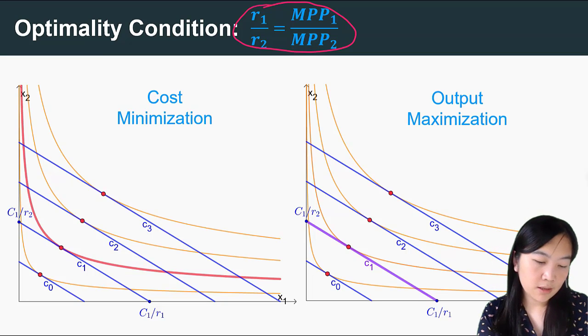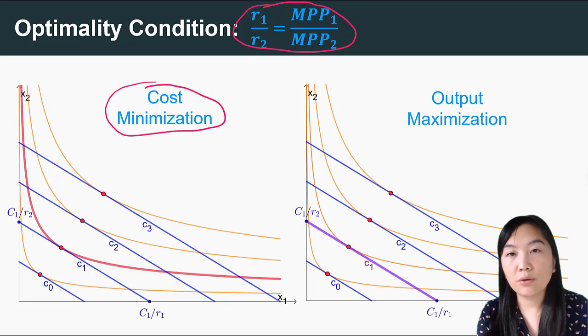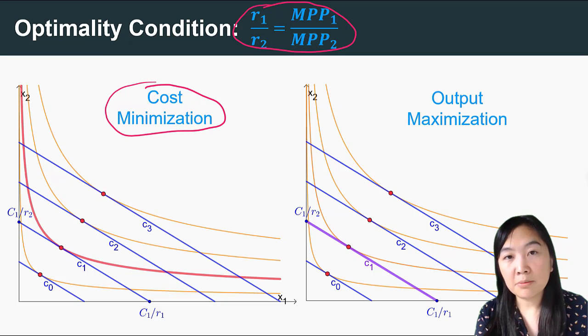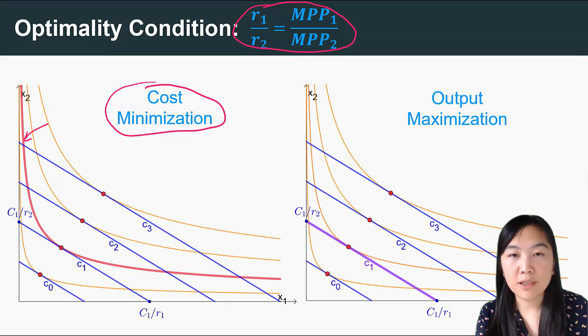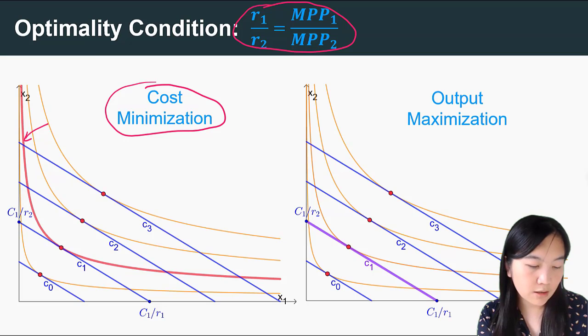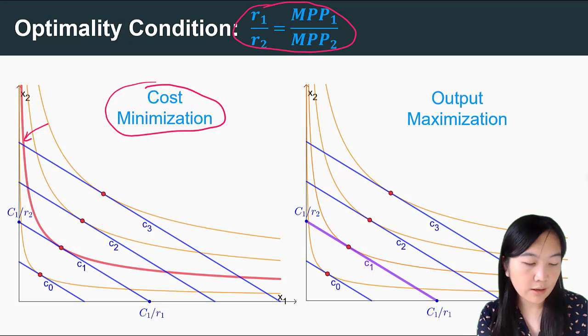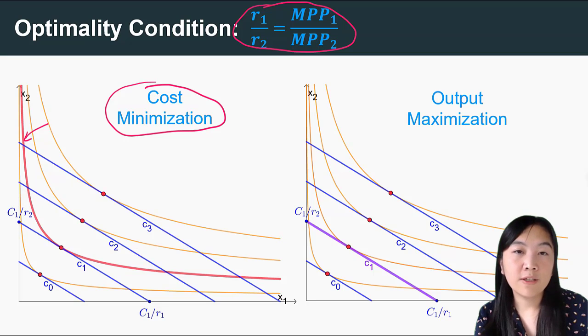And here, let's look at the cost minimization problem first. In this graph, when you have a cost minimization problem, you are given the output level. So your output level is given, which is this red curve here. If your output level is given, the isoquant curve is given. So the isoquant curve is this red curve here.